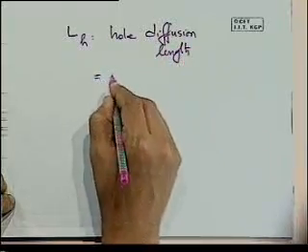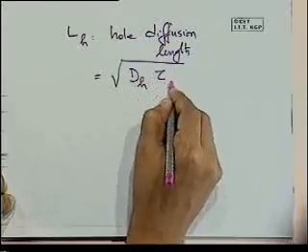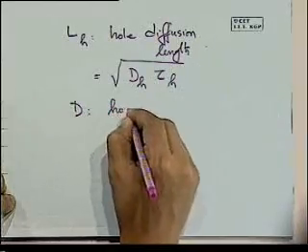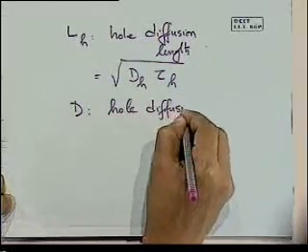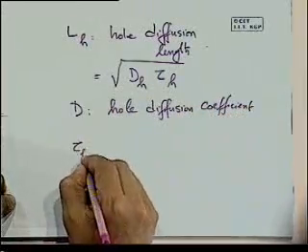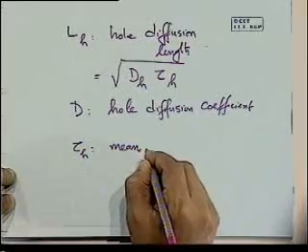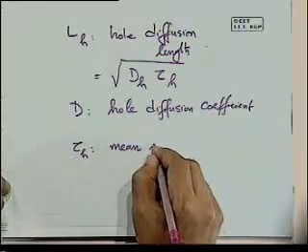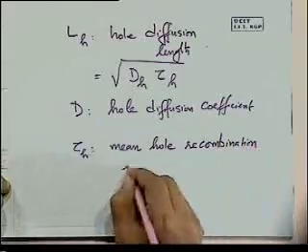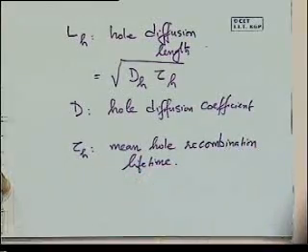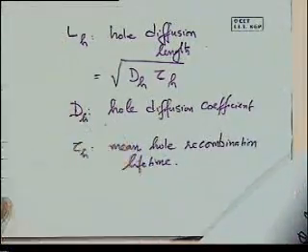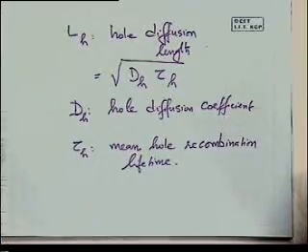L_H is related to D_H as root D_H tau_h. So D_H is the hole diffusion coefficient, L_H is the hole diffusion length, and tau_h is the minority carrier lifetime, the mean hole recombination lifetime. So that's the only expression, L_H, that we did not have as yet, but it is related to two other terms that we already know.